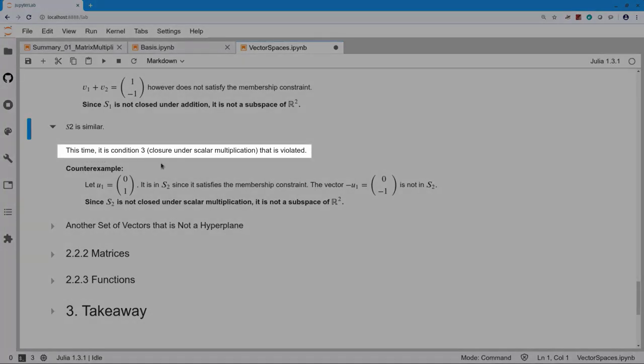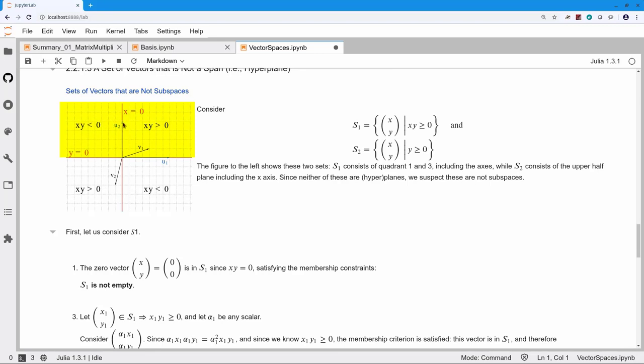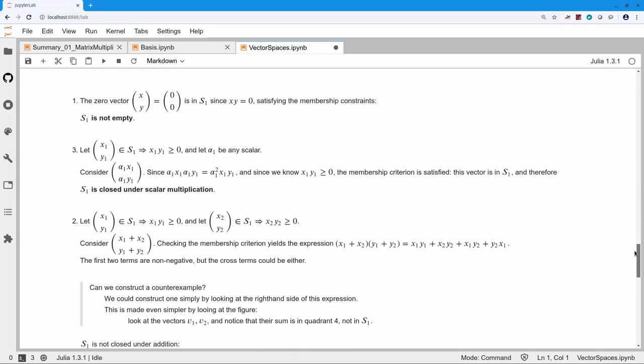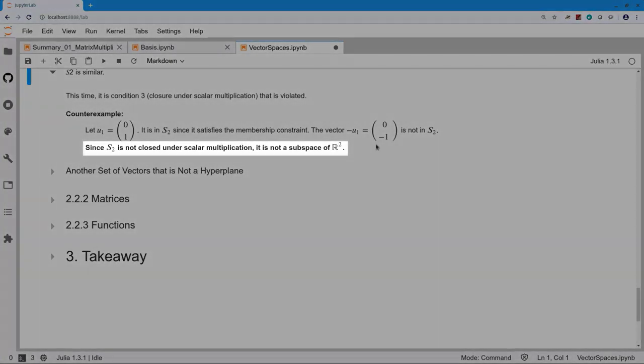This time around, it's condition 3 that is violated. And if I look for a counterexample, suppose I take a vector u1 equal to 0, 1. So on the y-axis in the upper half plane, the point 0, 1. If I multiply that by minus 1, I'm at the point 0, minus 1. I'm outside. I pulled 0, 1, I multiplied it by minus 1, so now I'm down here. I went from the upper half plane to the lower half plane. I started with a vector that was in S2, and I ended up with a vector that's no longer in S2. Not closed under scalar multiplication, and therefore not a subspace of R2.